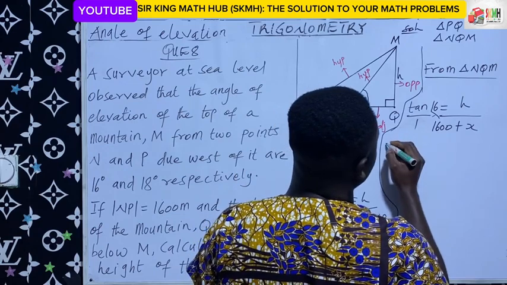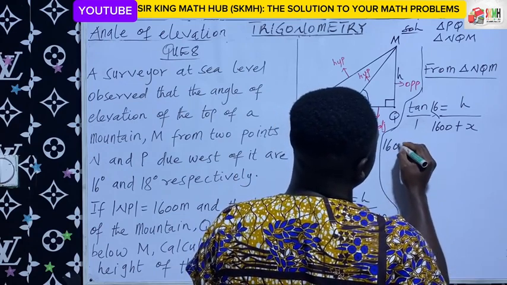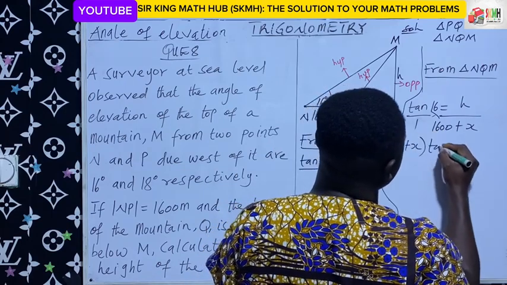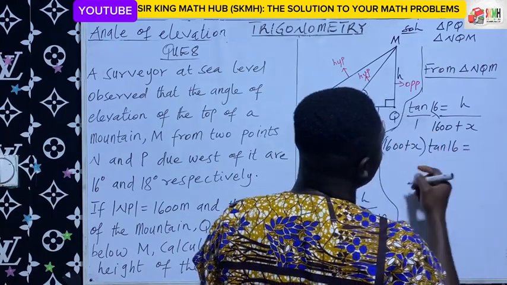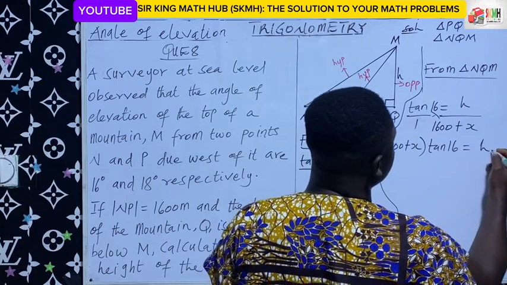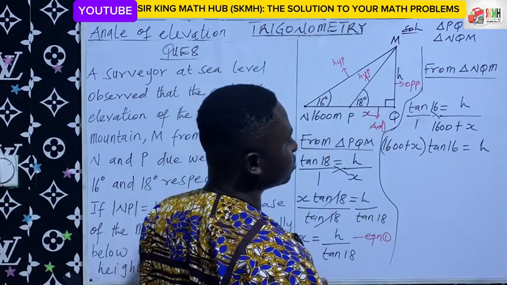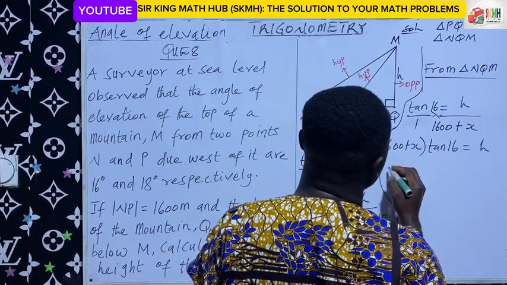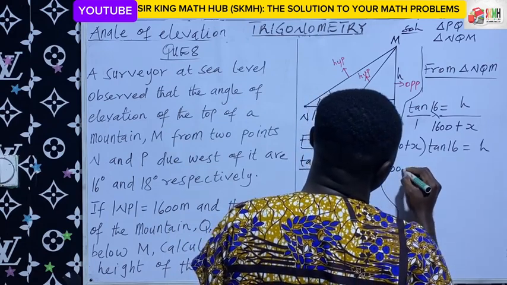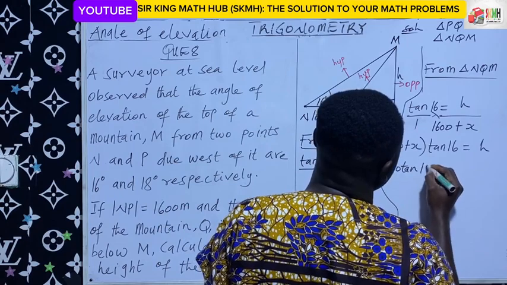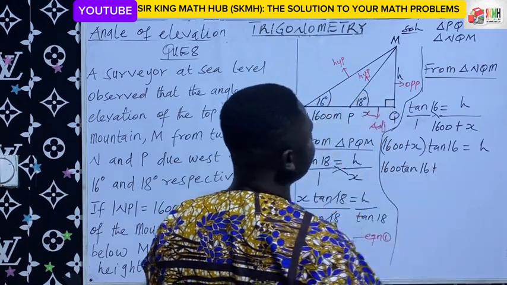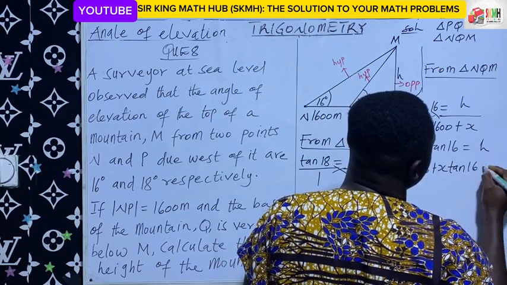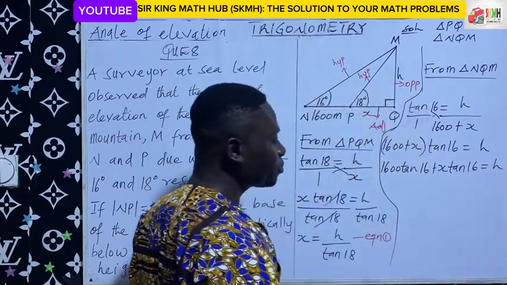So we have 1600 plus x multiplying tan 16, and this should be equal to 1 times h. That is h. So we can expand: 1600 tan 16 plus x tan 16. And this must be equal to h.